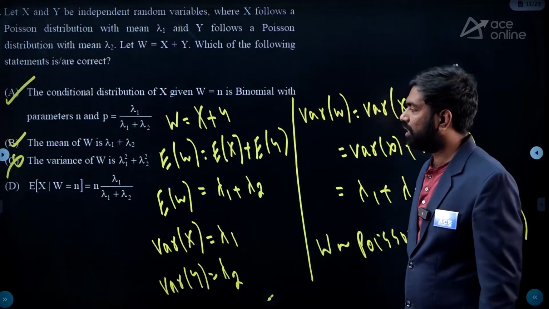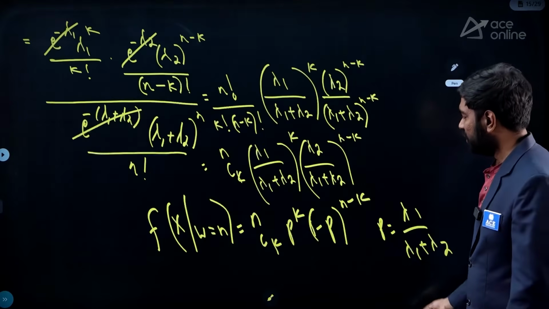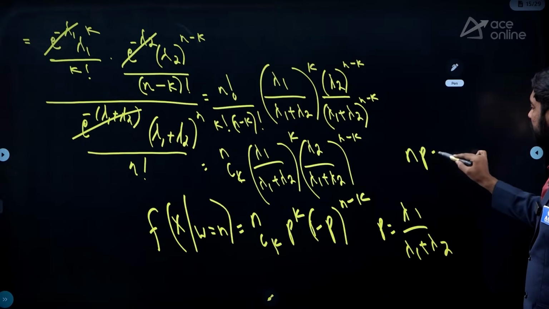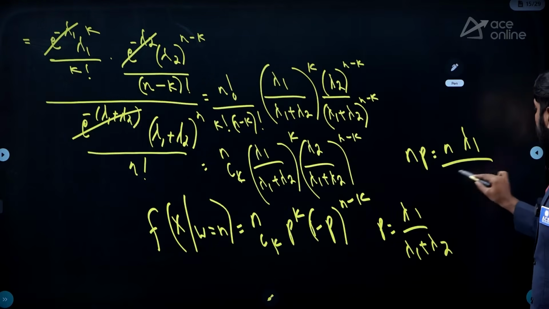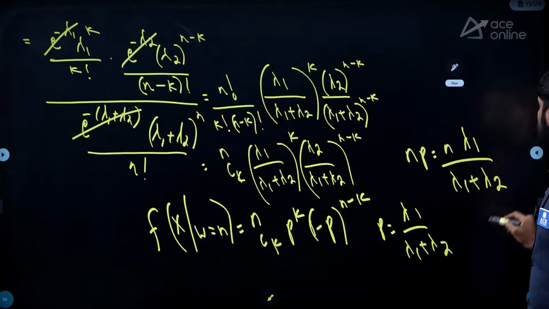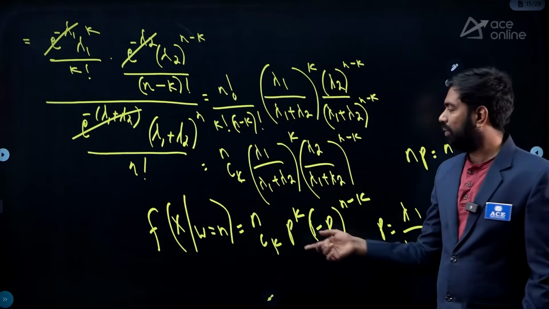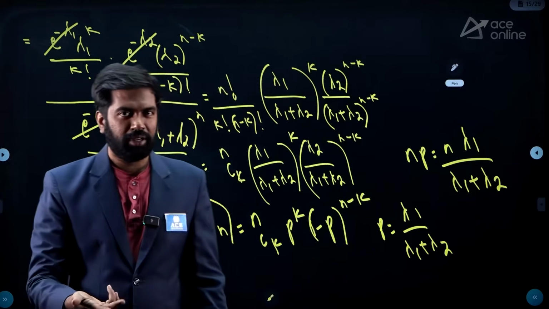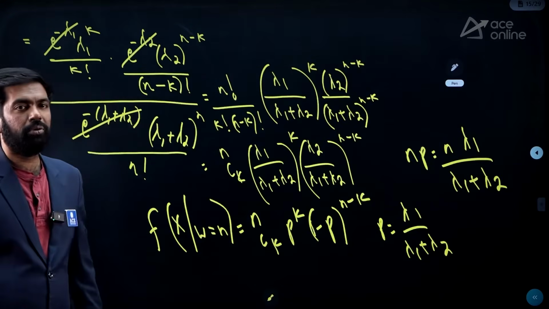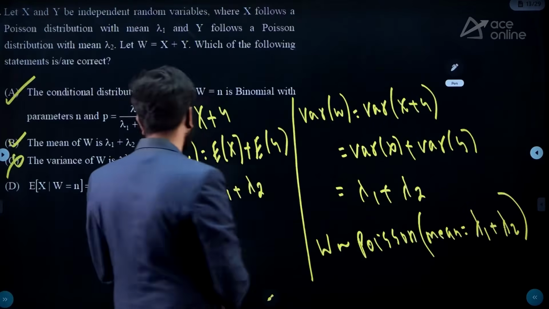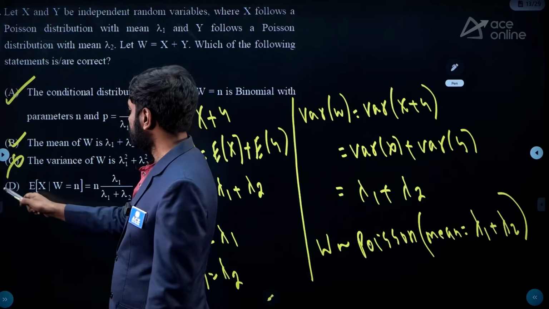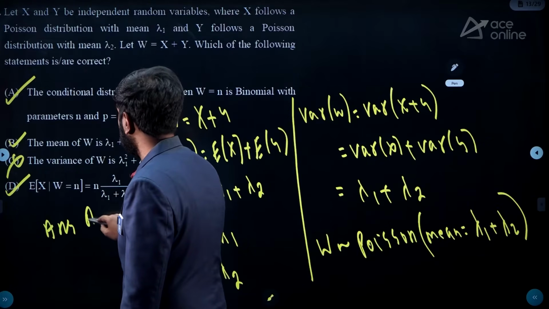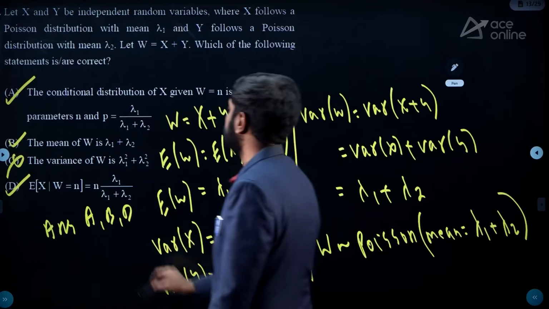And then in option D, they are asking what is its mean. Now students, what's the mean of a binomial random variable? The mean of a binomial random variable is np, that is n into lambda 1 by lambda 1 plus lambda 2. Sir, how did you get that easily? Now once you say that this is the binomial random variable, then its mean is np. N into p. P we have just now found, that is lambda 1 by lambda 1 plus lambda 2. So that means this is also the correct answer. The answers for this question are A, B, D.